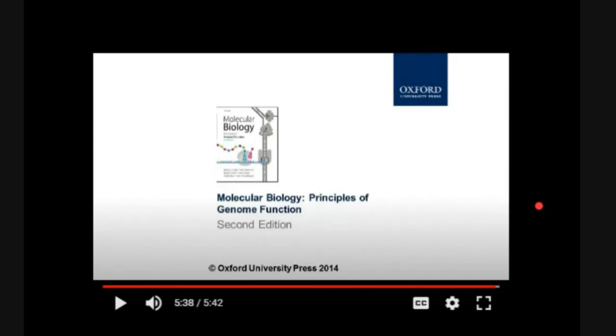Ma'am, yes po. Sa polymerase chain reaction po, ma'am, yun na po bang DNA polymerase ang gamit? Good question. Actually, yung polymerase chain reaction, yung PCR, i-discuss natin sa last part ng lecture natin.